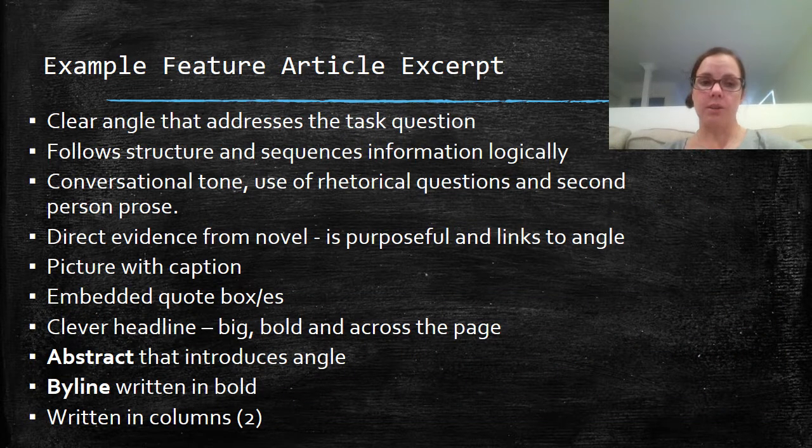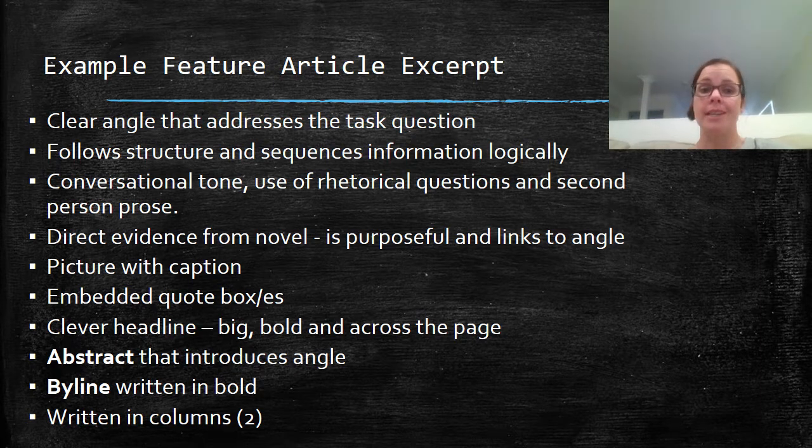In this feature article, it's important that you have that conversational tone. So using rhetorical questions and second-person prose can assist you in establishing that. You must have a clear angle that addresses the task question. You need to follow the structure and sequence your information logically. You need to use direct evidence from the novel. It needs to be purposeful and it must link to your angle.